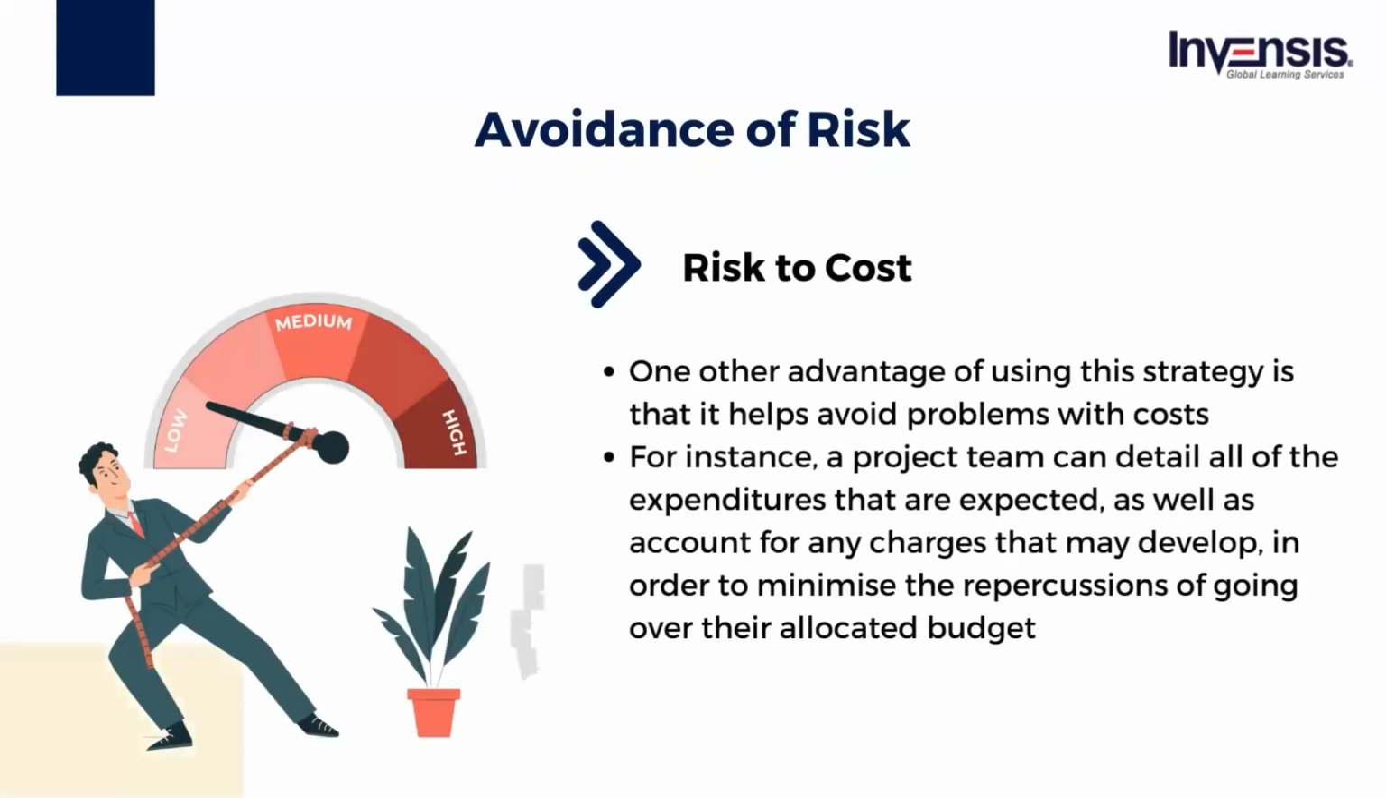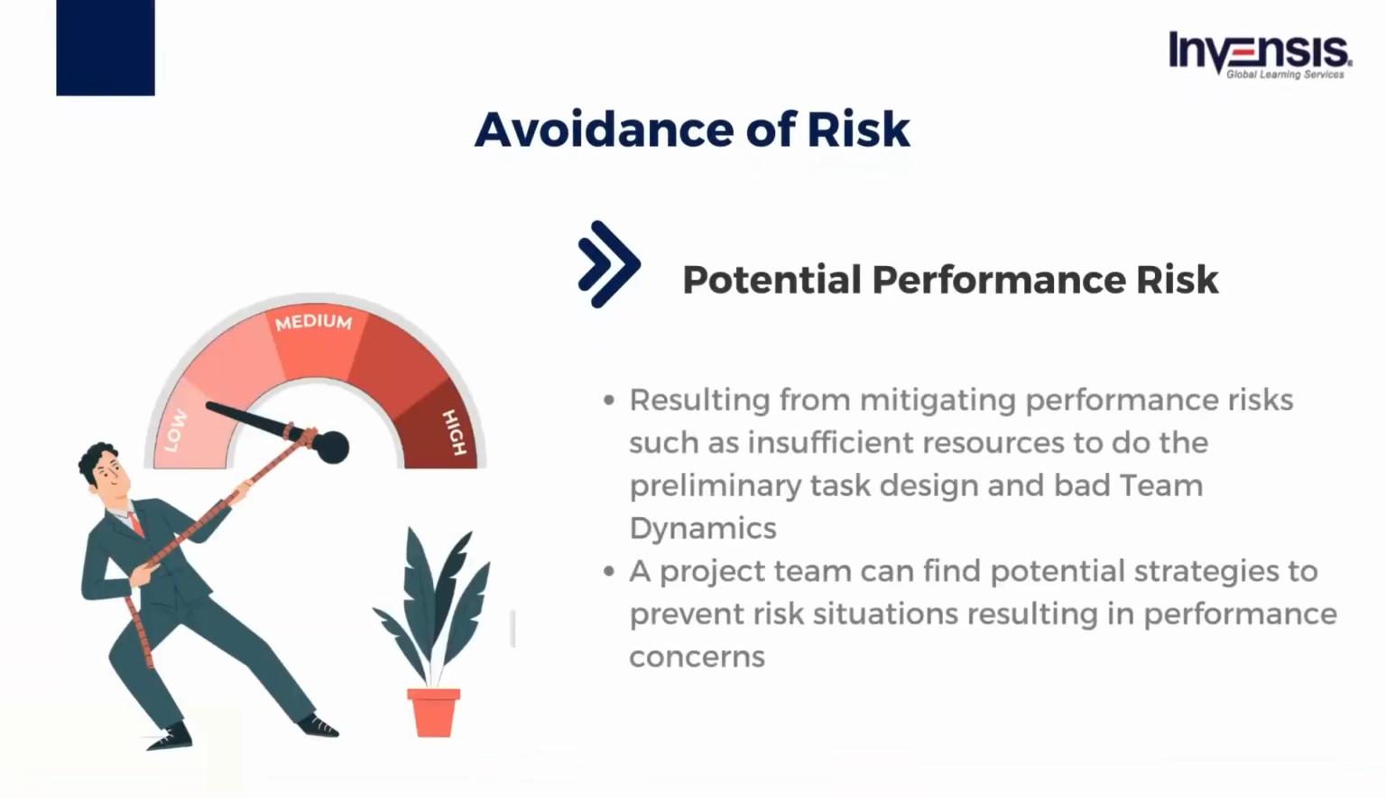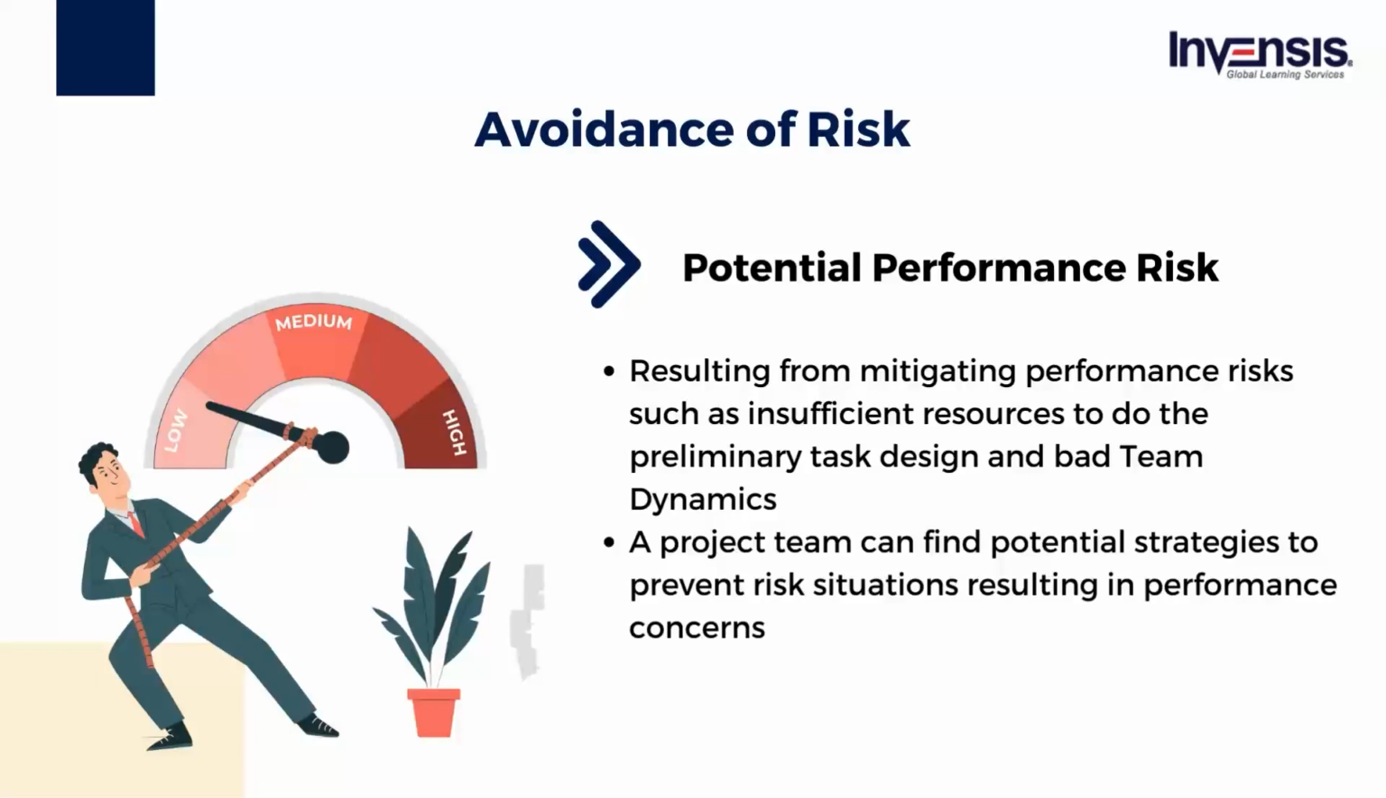The second is the risk to cost. Avoiding cost difficulties is another use of this method. For instance, a project team can outline all anticipated costs and account for any costs that can arise to avoid the consequences of going over budget. The third is potential performance risk, resulting from issues such as insufficient resources to do the preliminary task design and bad team dynamics. A project team can find potential strategies to prevent risk situations resulting in performance concerns.